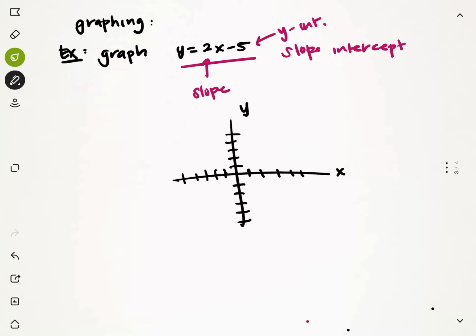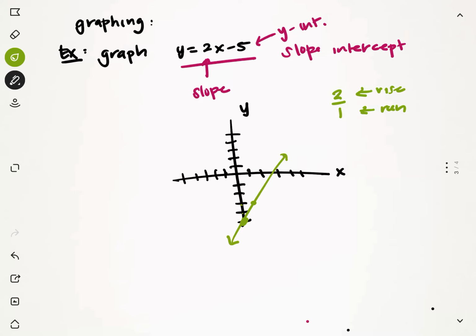So our y-intercept is -5. We're going to go down to -5 on our y-axis. That's where we're starting our graph. Our slope is 2, so we're going to go up 2 spaces and across 1. Remember that our slope as a fraction, 2 over 1, is the same as 2. So we rise 2, run 1. Alright, we have our 2 points, and we're just going to draw a line between those 2 points, and we should be good.